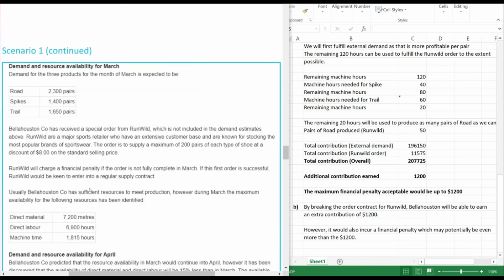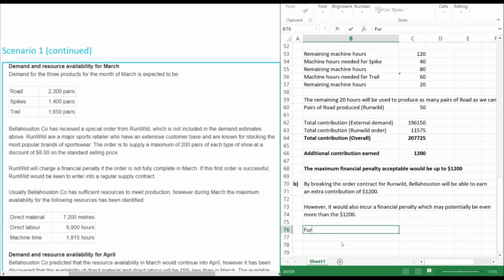Furthermore, as you remember in the case, it says, if the first order is successful, Runwild will be keen to enter into a regular supply contract. So this will not only affect this contract sales, but future contract sales as well. Remember, external demand is not guaranteed. It's an estimate. We might be able to hit that amount. We might not, depending on what the demand is in the market. A contract means that's guaranteed sales. And it's better to have guaranteed sales than potential sales or hopeful sales. So we're losing out on guaranteed sales in an attempt to make potential sales. So there's that risk as well.